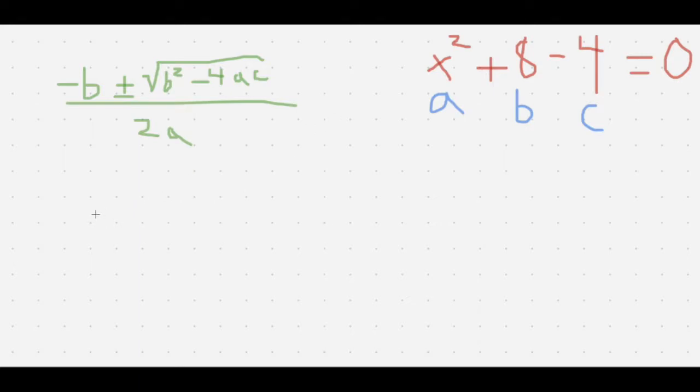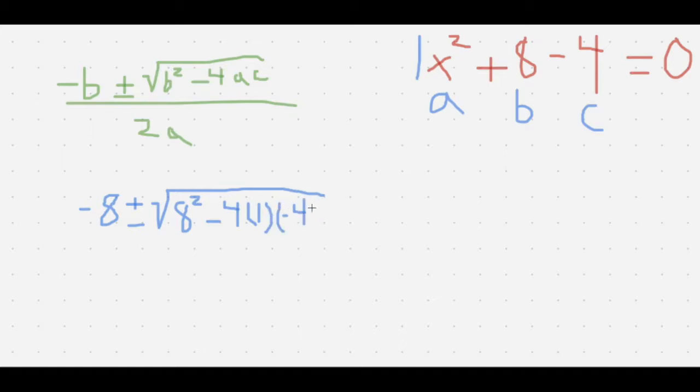So knowing that, we can say negative 8 plus or minus the square root of 8 squared minus 4 times a, which is actually, there's an inferred 1 right here, don't forget that. 4 times 1 times negative 4, which is our c value. And all this is going to go over 2a, which is 2 times 1, which is 2.